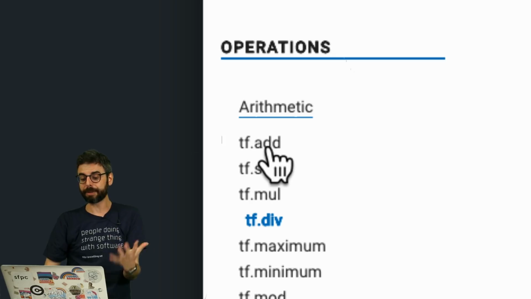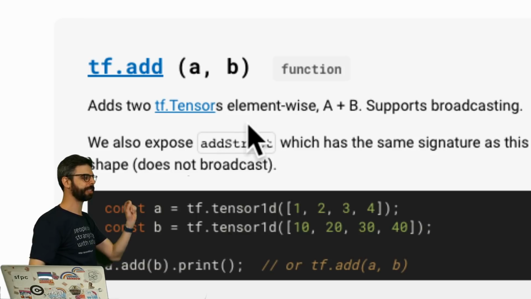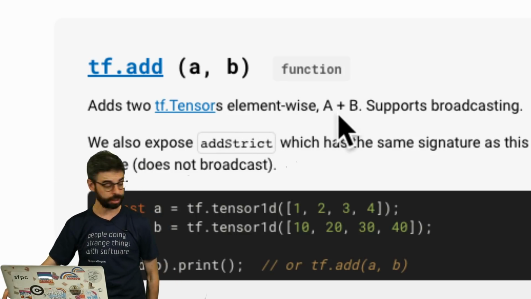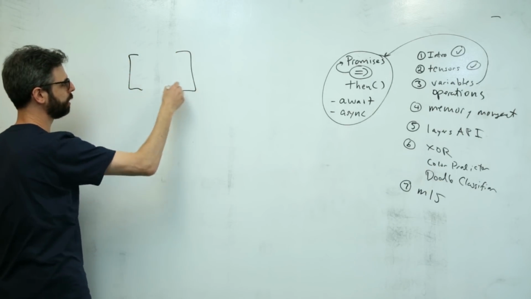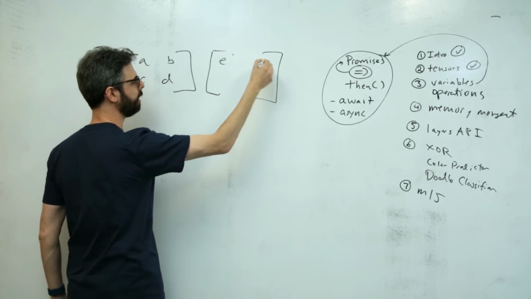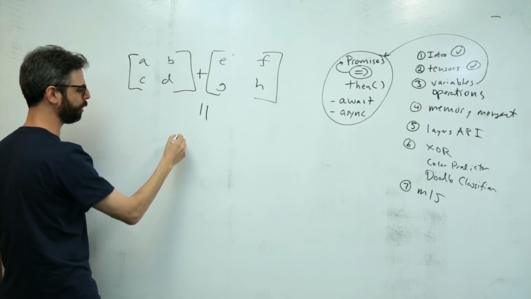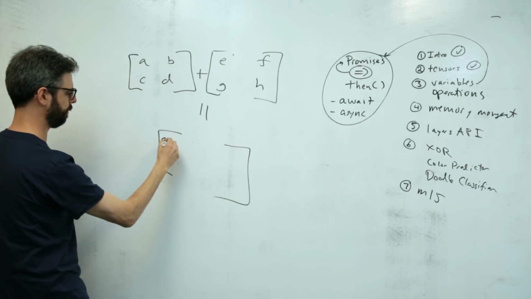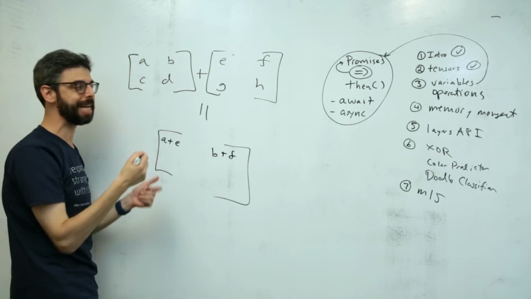Okay, so let's, for example, say I want to use tf.add. If I click on that, I can see, add two tensors element-wise, a plus b. What does element-wise mean? Just to recap, if I have two matrices, A, B, C, D, and I have another one, E, F, G, H, and I want to add them together and see the result, element-wise means A plus E, B plus F. I just take the ones that are in the same spot and add them together.